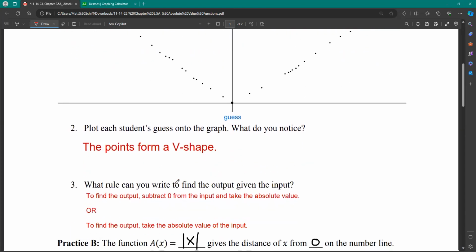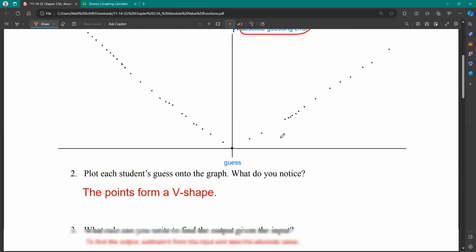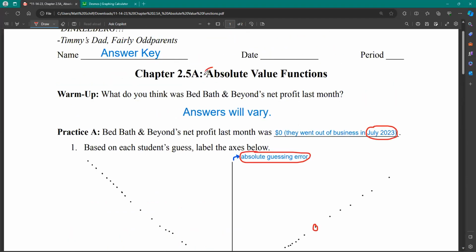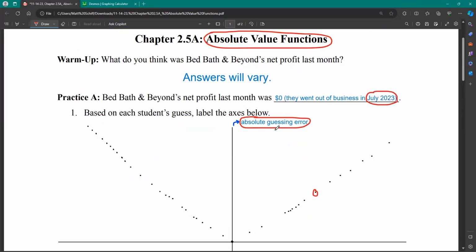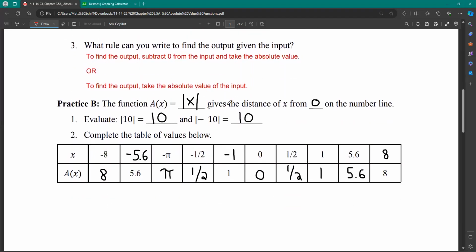And that's what we notice in number 2. To find the output given the input, we can take whatever guess you want, like this one, and measure its distance from the actual answer, which was 0. So what we have here is known as the absolute value function, where you input a value and you measure its distance from 0. In practice B, we play around with that idea.